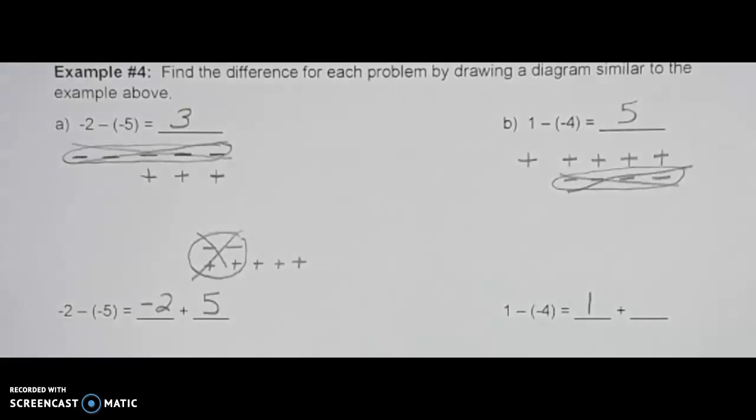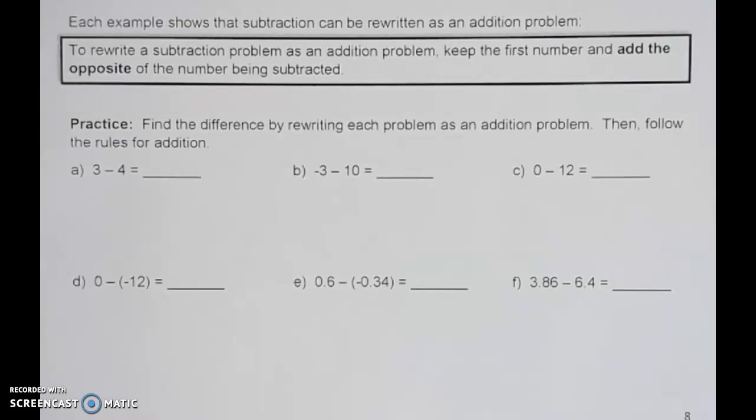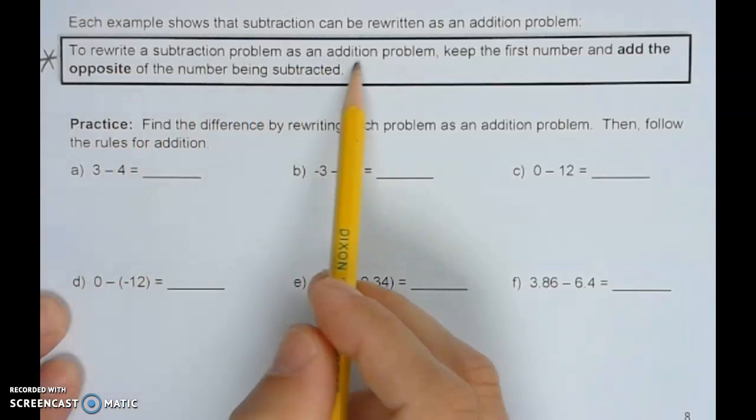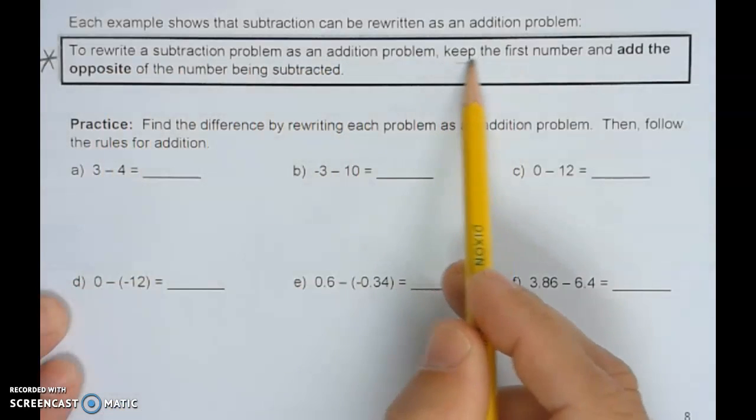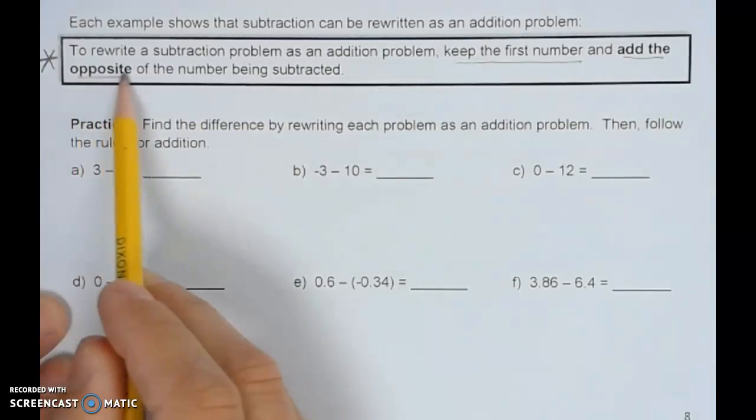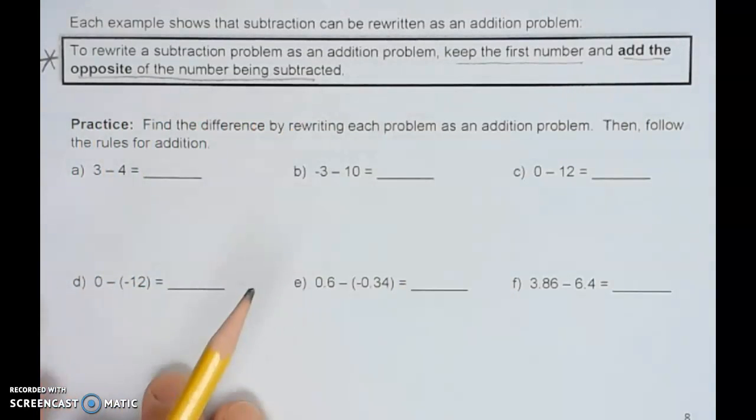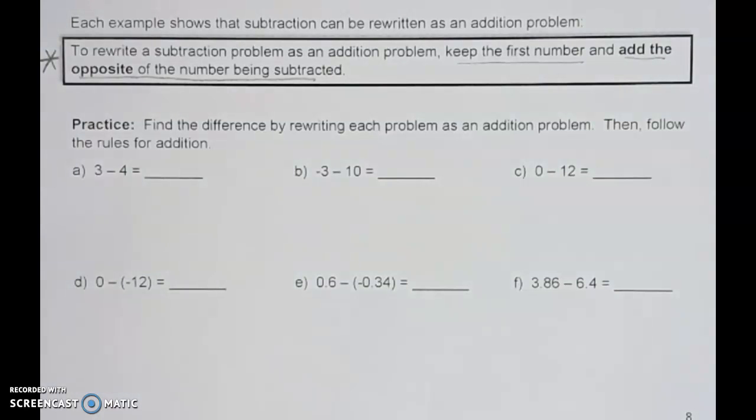If I start with 1 positive, I need to add 4 more positives in order to get 5 positives. Keep the first number the same and add the opposite of the second number. So in each example that we've done, we've shown that we can take the subtraction problem and rewrite it as an addition problem. All right, so here in the box, this explains the process for changing a subtraction problem into an addition problem. To rewrite a subtraction problem as an addition problem, you keep the first number the same, and then you add the opposite of the second number, the number that's being subtracted. Add the opposite of that number.